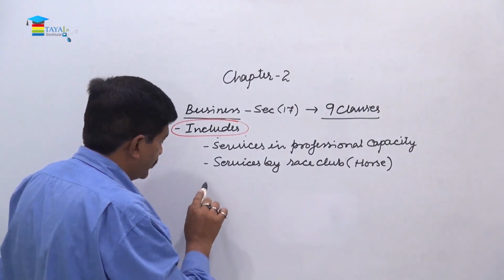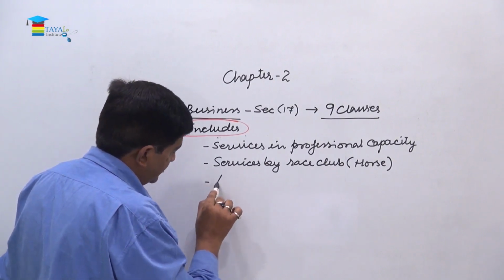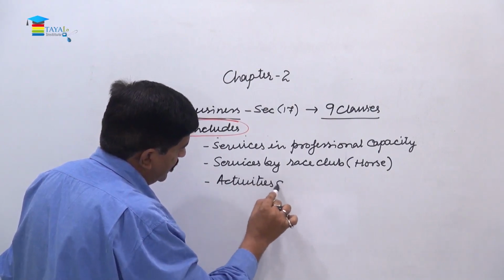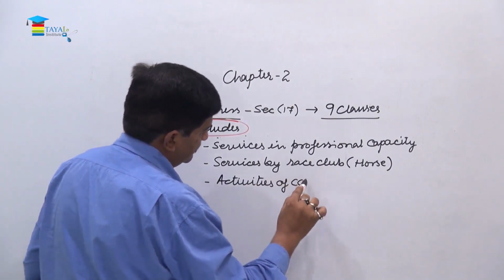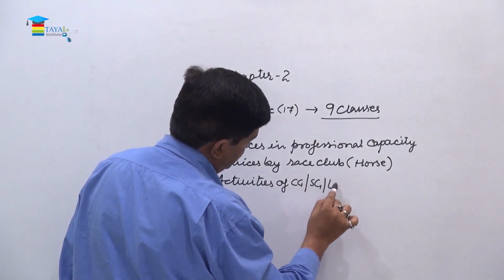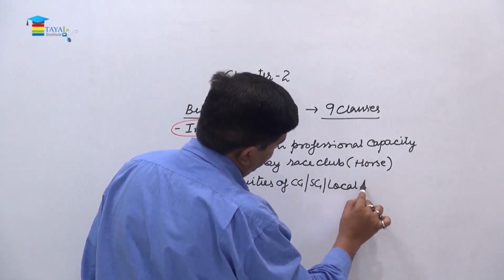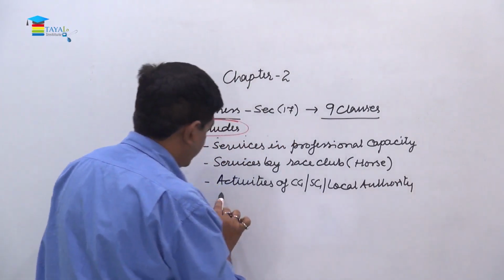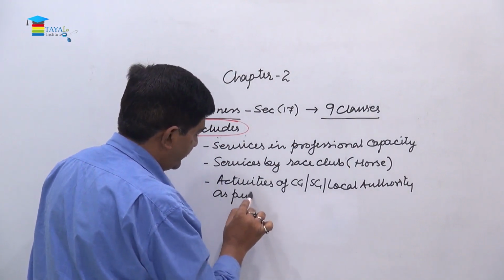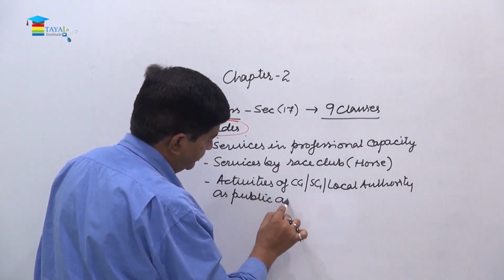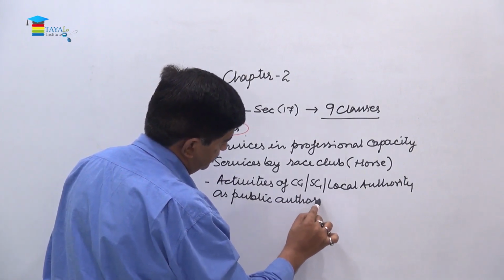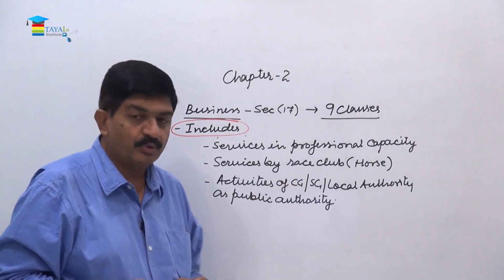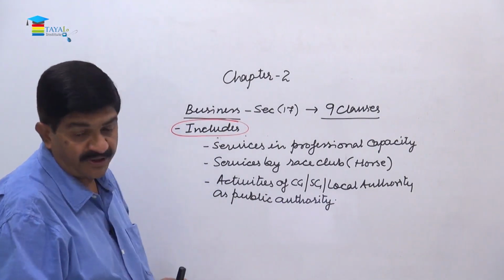Now something very important to see, these are activities of central government, state government, local authority as a public authority. Activities of the central government, state government, local authority as a public authority, right?